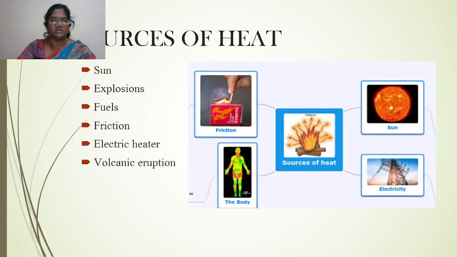Sources of heat. We can produce heat even by rubbing our hands together. This is friction. Heat is also produced by the sun. In the daytime, when we go outside under the sun, we always feel a warmth, right? That warmth is heat energy. The sun produces heat energy by fission. Explosions, like volcanic eruptions and some explosions made by humans, those artificial explosions create heat energy.